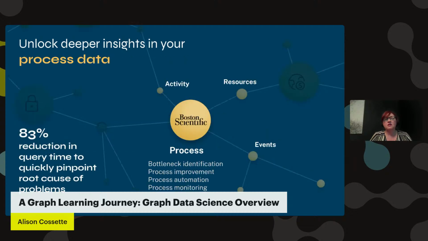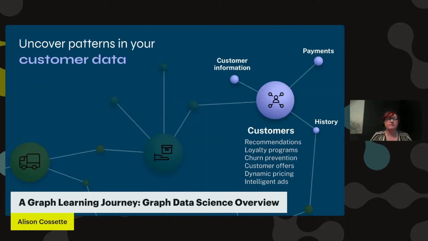The next thing we're going to talk about is an example where a company got an 83% reduction in query time because they were able to quickly pinpoint the root cause of the problem within their activity. They were looking at activities, resources, and events, and they were able to really see. It made a big difference in that root cause analysis problem. So that's one thing to consider when you're looking at your process automation.